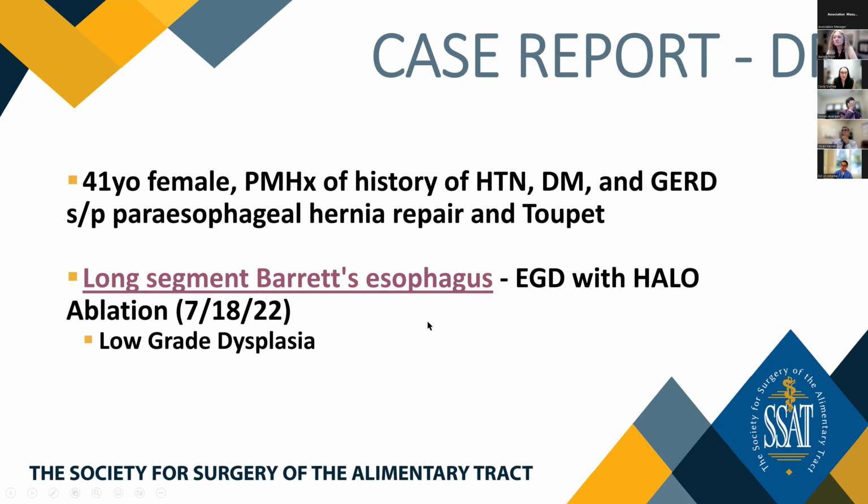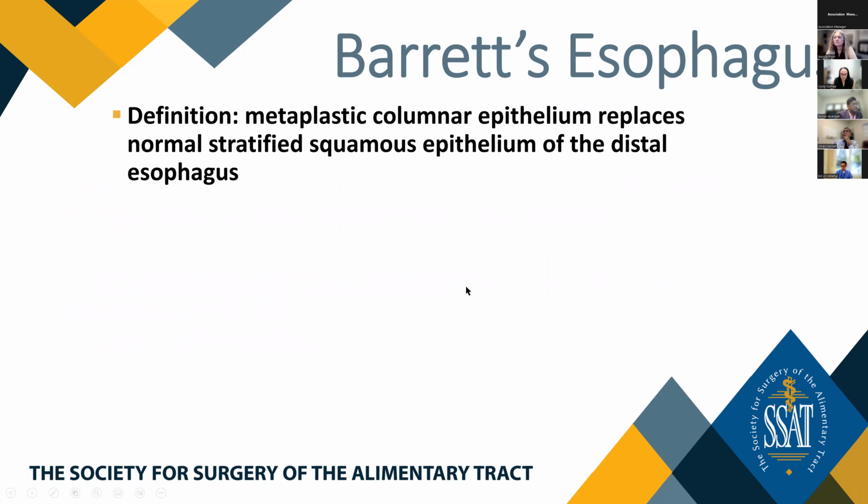At the time, and I know it doesn't seem like it makes sense, and we'll go into the algorithm, she was found by EGD to have low-grade dysplasia, and that was the decision to undergo ablation. We'll get into new recommendations based on low-grade dysplasia, but first, let's review Barrett esophagus.